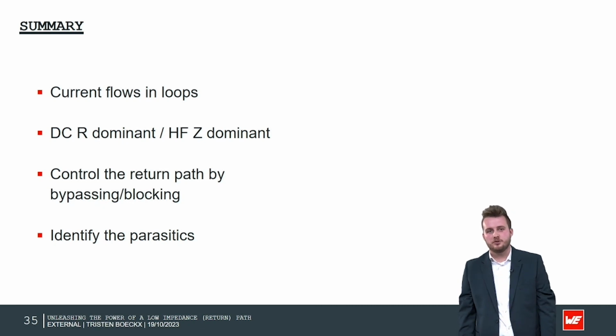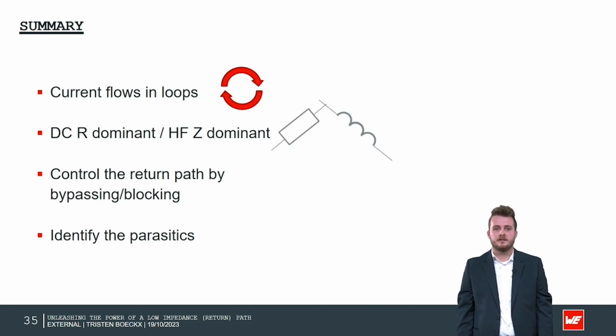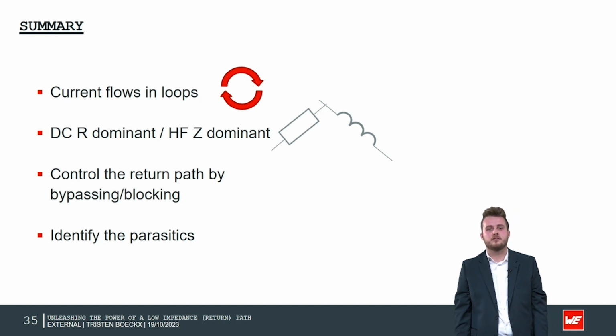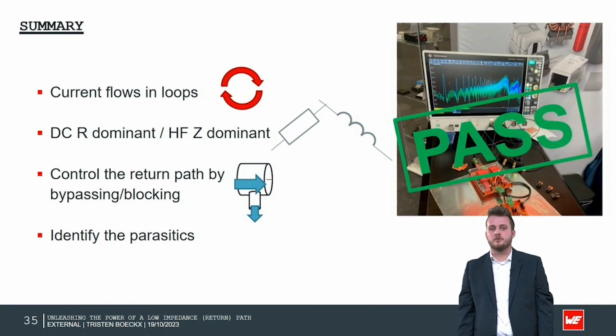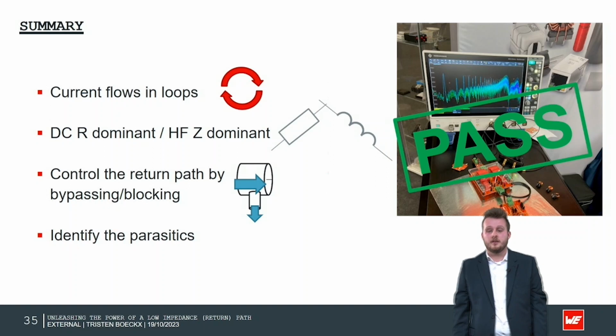At last, I want to make a short summary of the four most important points from my perspective. First of all, currents are always flowing in loops. Further, at DC, resistance is dominant. At high frequency, the impedance is dominant. To control this, it's important to use bypassing or blocking elements, and if needed, both. And at last, it is important to always identify the parasitics. Hopefully, those four rules give you the chance to pass the EMC measurements in the near future.